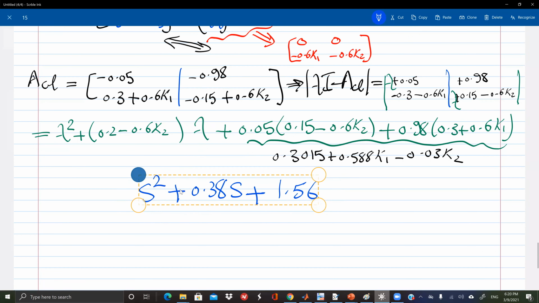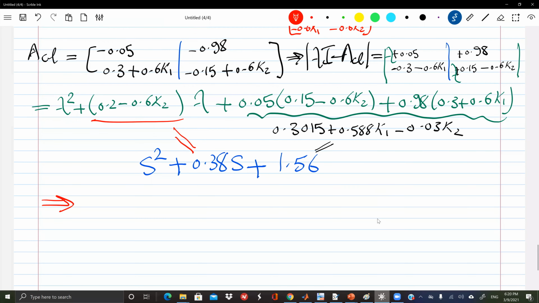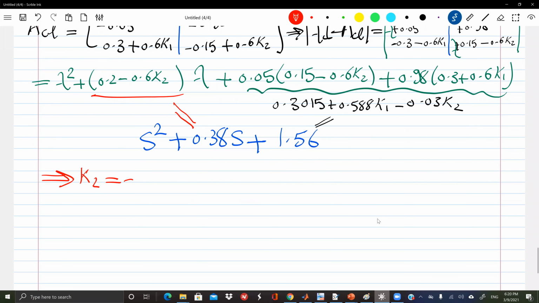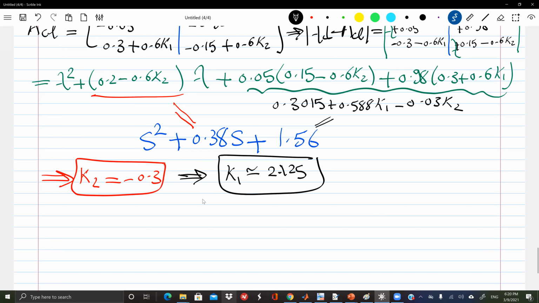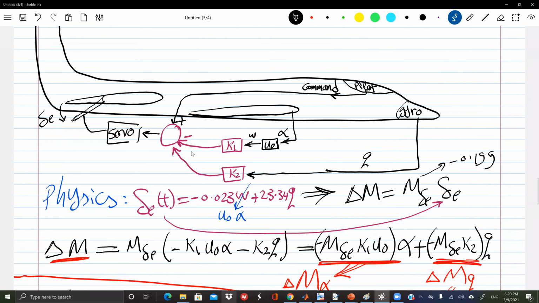We simply compare. So this black term, the free term, is equal to the free term here. And this red term is equal to the 0.38. Actually, this red thing, because it's only a function of K2, I can immediately get K2 is negative 0.3. And then substitute in the other equation to get K1 is around 2.125. And we're done with the gains. But never stop here, because these are really meaningless. For yourself, go and sketch an implementation diagram.